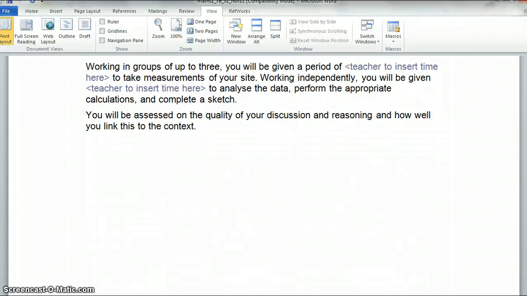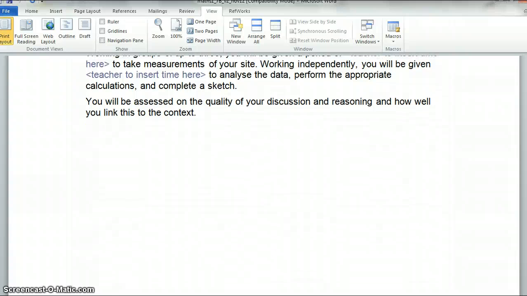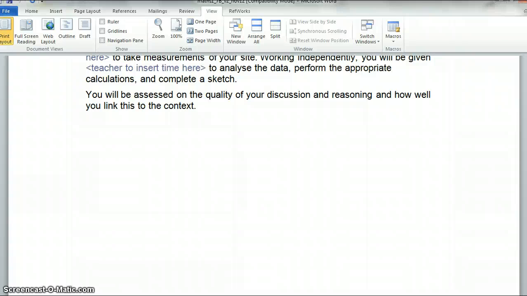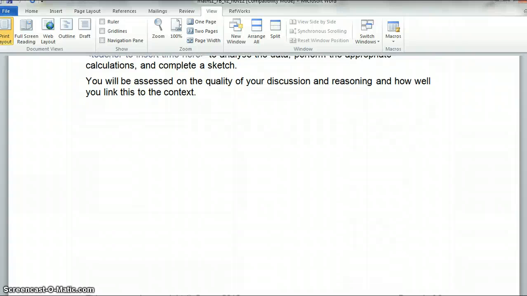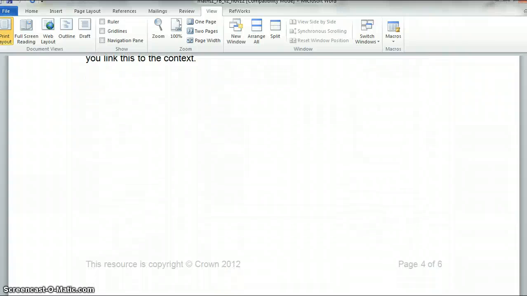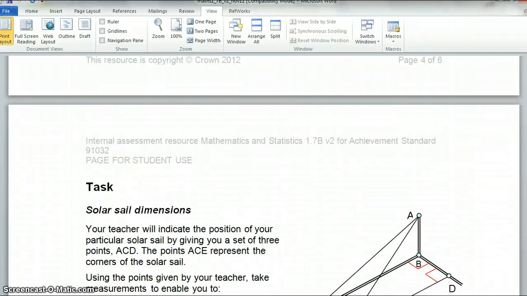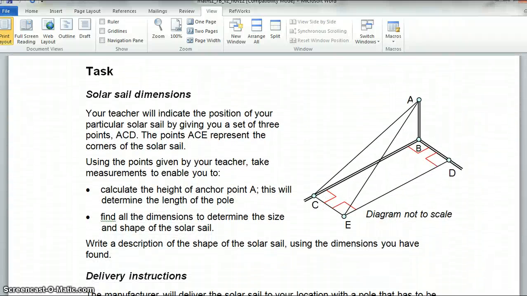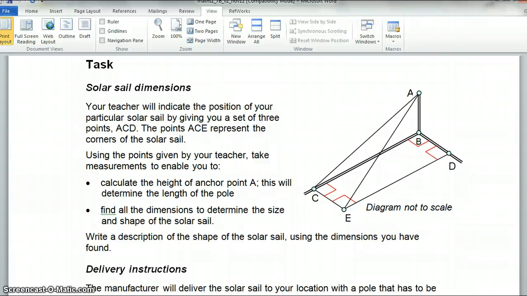Working in groups of 3, which you will be doing, you take measurements, and working independently, you'll get 1 period to analyse the data, perform your calculations and complete a sketch. You will be assessed on the quality of your discussion and reasoning and how well you link it to the context. Task: the solar sail dimensions. Your teacher will indicate, so this is what you'll be looking at when you come to do your measuring. You'll be given perhaps a diagram, perhaps not, and you have to measure certain things. So you're going outside and we say this is point A, this is point B, whatever. I don't know what's going to happen.